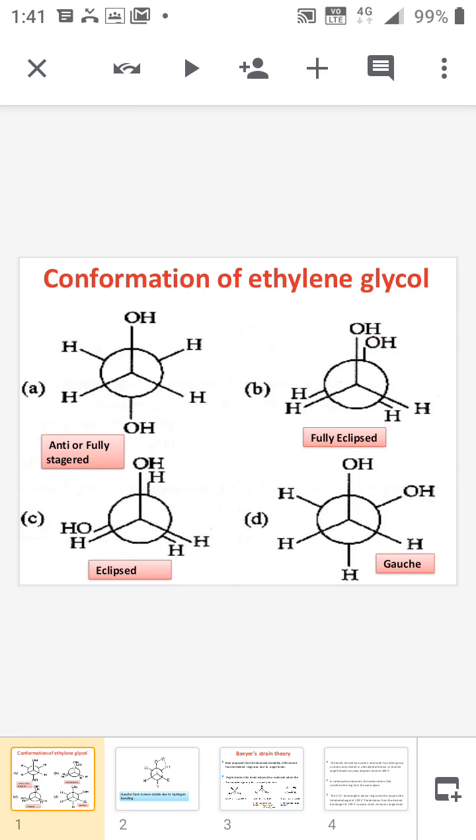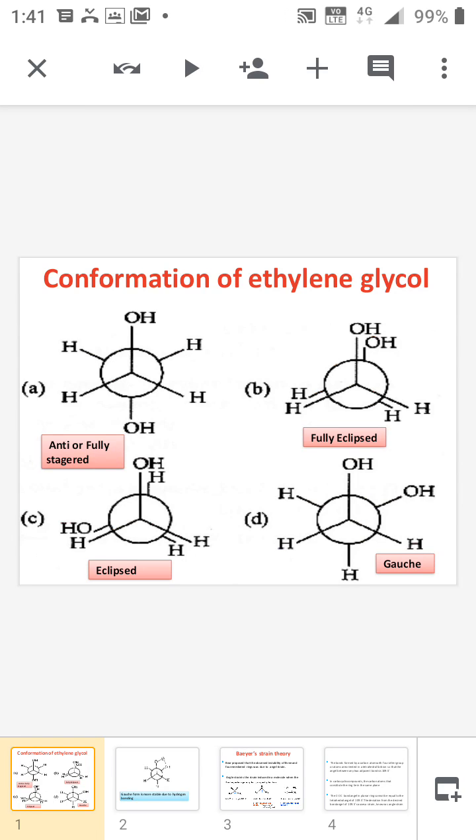So in ethane and butane, the most stable conformation is the anti or the fully staggered form, since it shows the least torsion strain and least angular strain, and it also shows the least steric strain. In the fully staggered form, both the groups are at the maximum distance apart, so it is devoid of torsion strain, angular strain, and steric strain. But the most stable conformation of ethylene glycol is the gauche form.